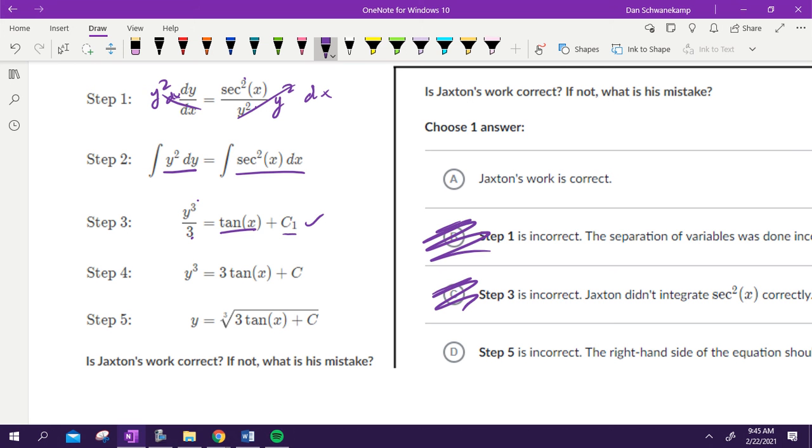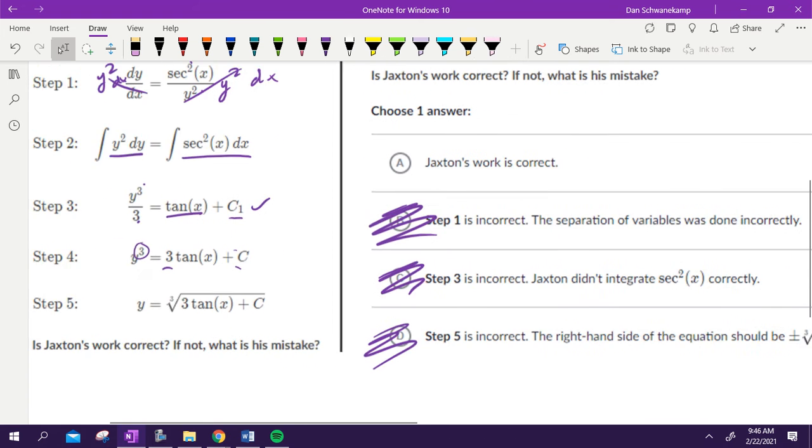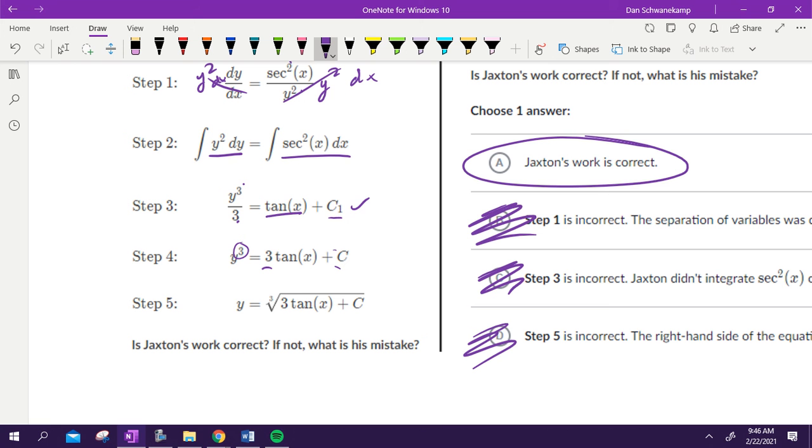Step 4. We moved over the 3. It was divided by 3. So we multiplied both sides by 3. So now it's just 3 tangent x plus c. Yeah, that works. Like, we don't need the 3c there. The c is a constant. So we're good there. And then step 5, we got to get rid of the cube. What's the opposite of cubing something? Cube root. That's what we did. Step 5 is fine. Okay, we don't need plus or minus when we take a cube root. Cube root is just going to be plus. So Jackson's work is correct. He did not make a mistake there.